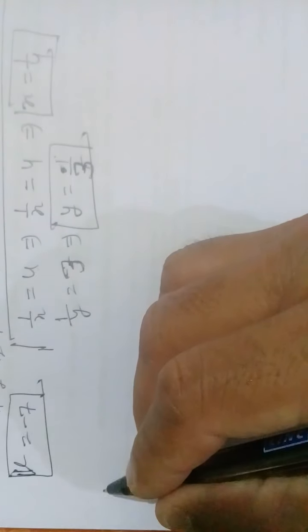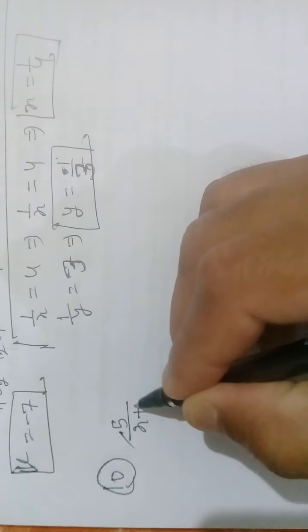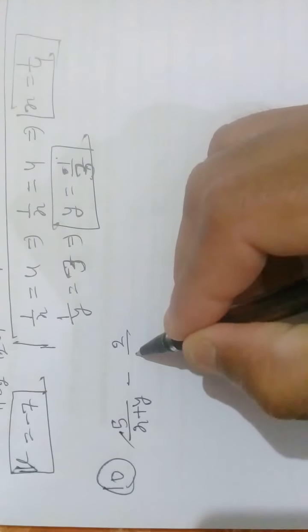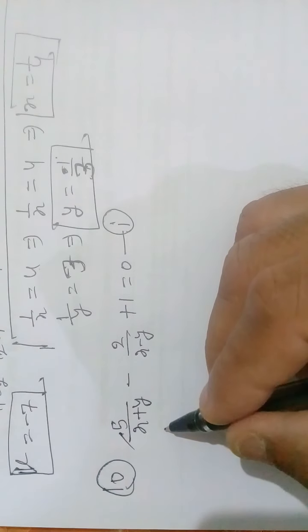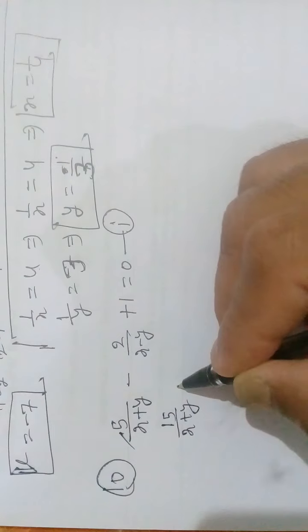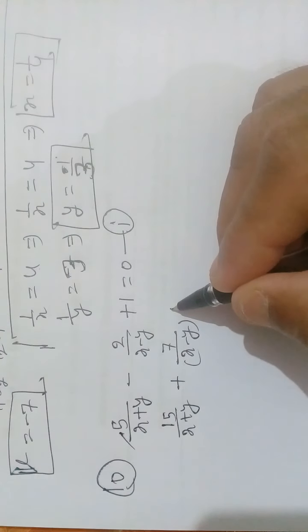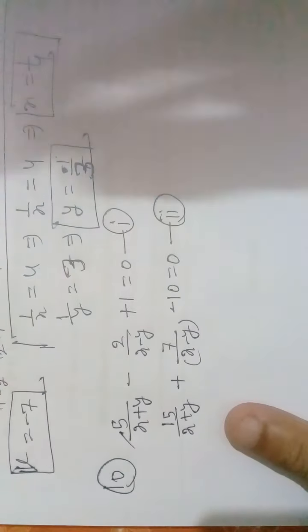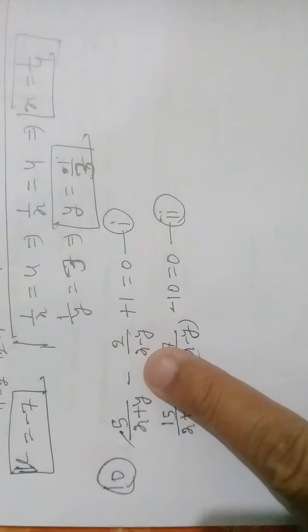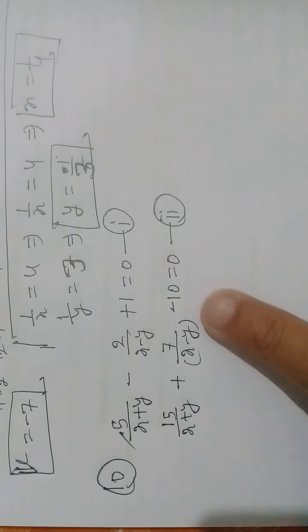In the next question, question number 10: 5 by x plus y minus 2 by x minus y plus 1 is equal to 0, equation 1, and 15 by x plus y plus 7 by x minus y minus 10 is equal to 0, equation 2.